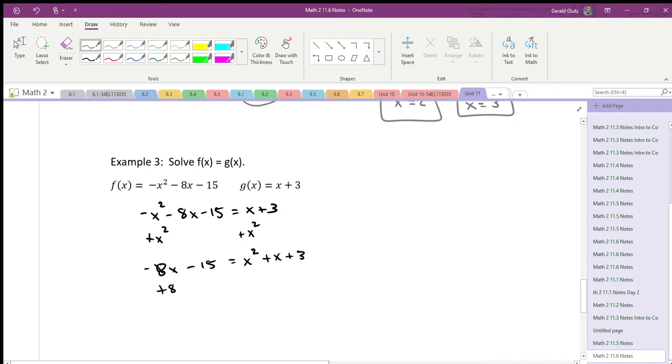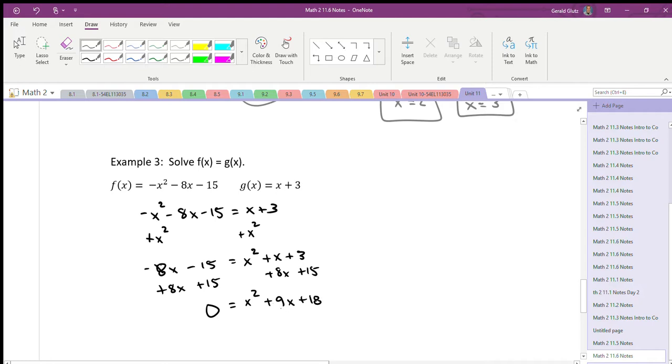Then I'll add 8x. I'm going to add 15 at the same time. So plus 8x plus 15. So this becomes 0 on the left. On the right side, we have x squared plus 9x plus 18. So now that we have one side equal to 0, I can factor.